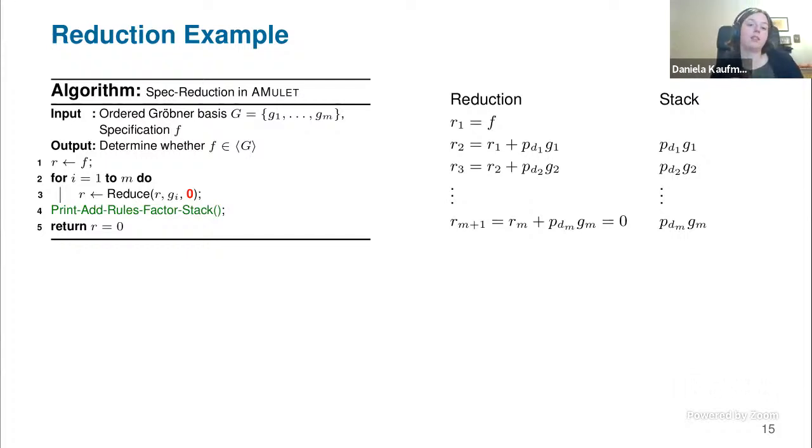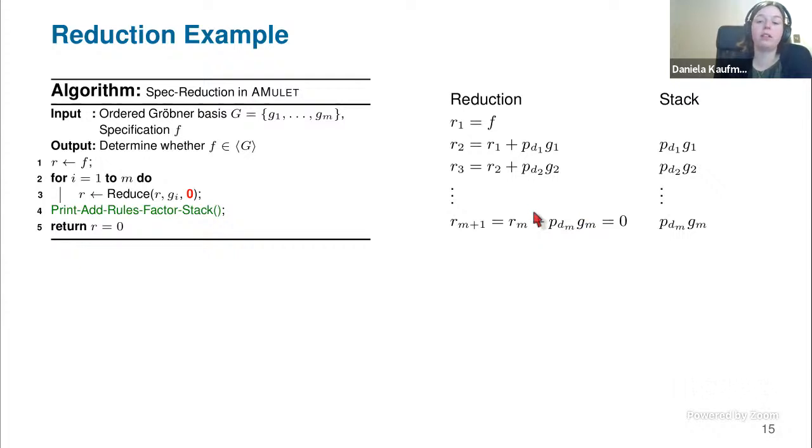Yeah, so that's where we were. What happens in this spec reduction is that, in the first step, this R is equal to the specification F, and then we always plug in the steps which we did in the reduction algorithm until we get our final remainder, the R n plus 1, which is equal to 0. And along that, we always kept the results of the multiplication steps on a stack.